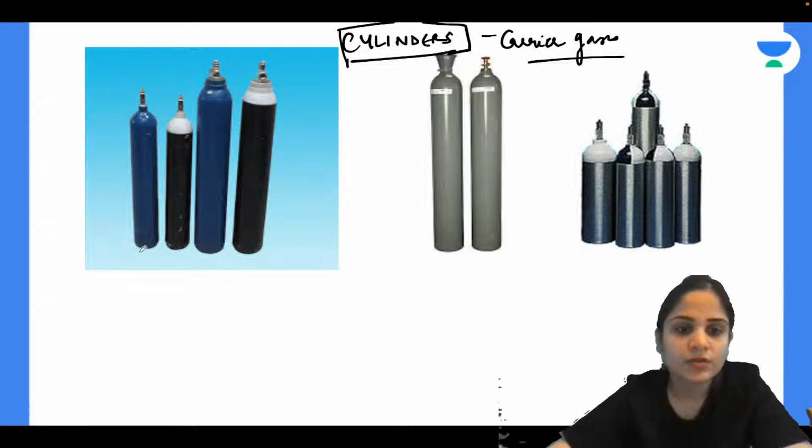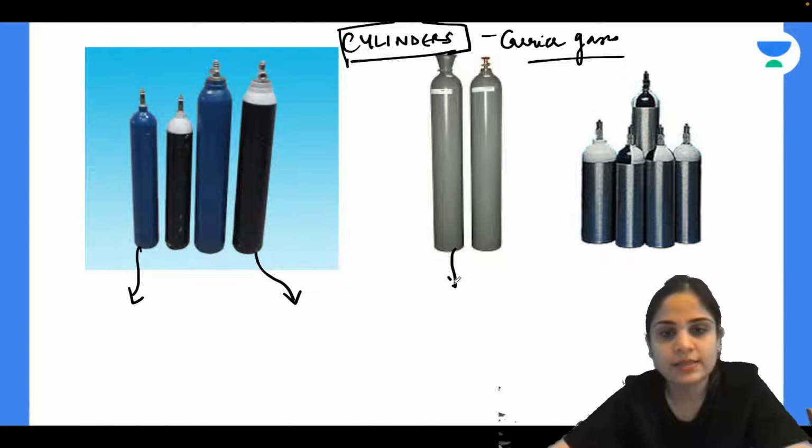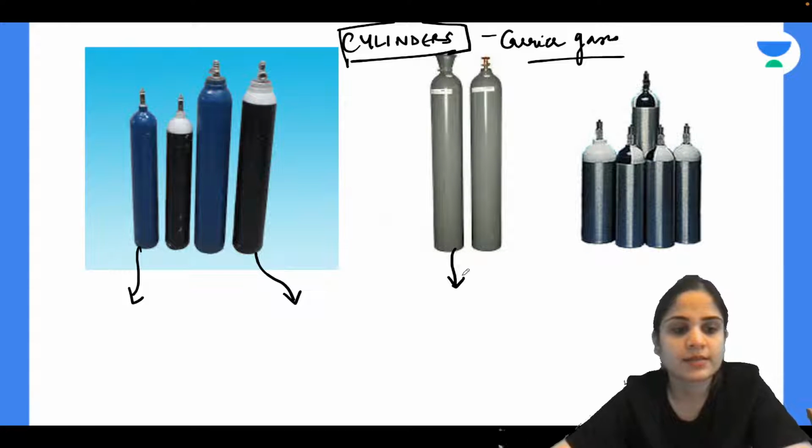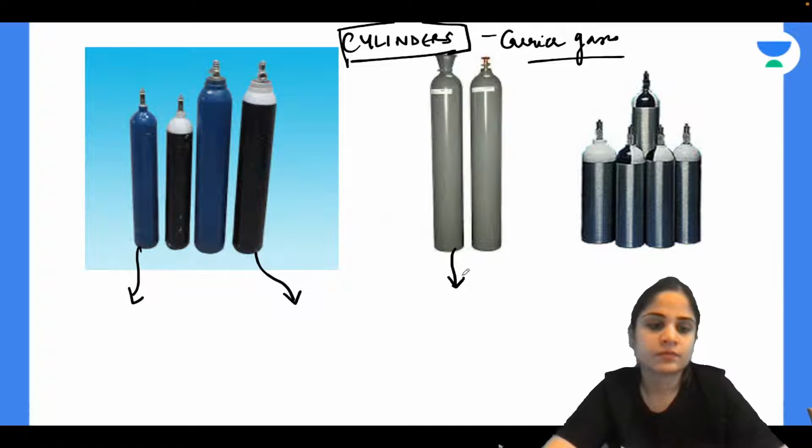Okay. So from the color, can you identify this color? French blue color cylinder is carrying what carrier gas? This color cylinder is carrying what carrier gas? Individually tell me, what are all these cylinders carrying? Which carrier gas are they carrying?